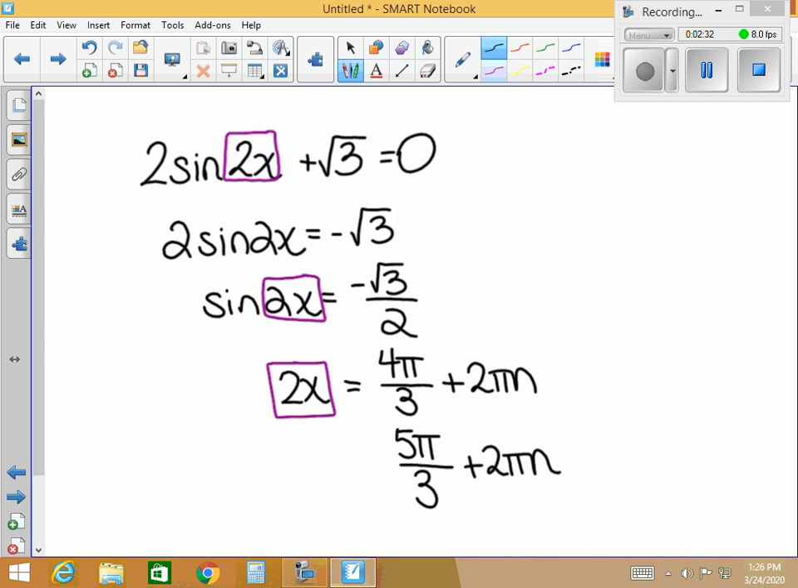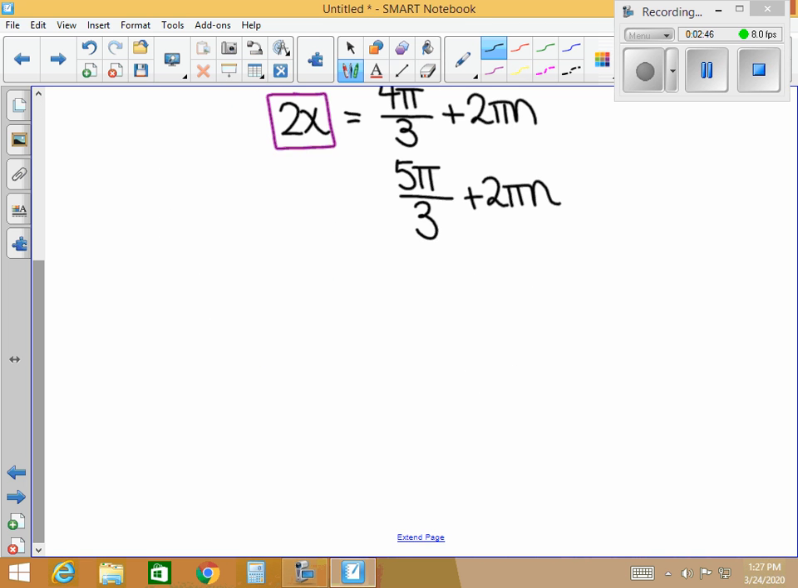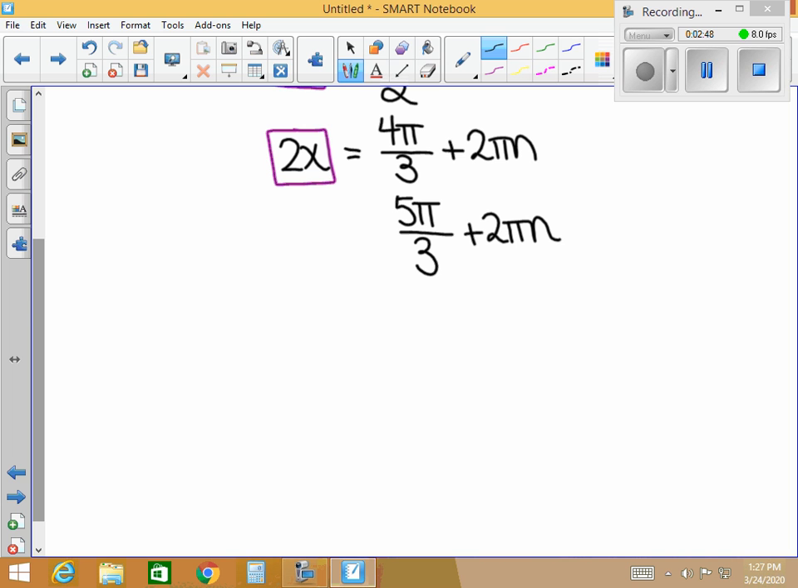So once I have these expressions written over here on the right, I have to go back and solve this equation for x. To solve for x, I divide both sides by 2. Hopefully I can do that without actually writing the divided by 2, that'd be a big mess up here. But if I have 4 pi over 3 divided by 2, that becomes 2 pi over 3. If I have 2 pi n and I'm dividing by 2, then I'm left with pi n.